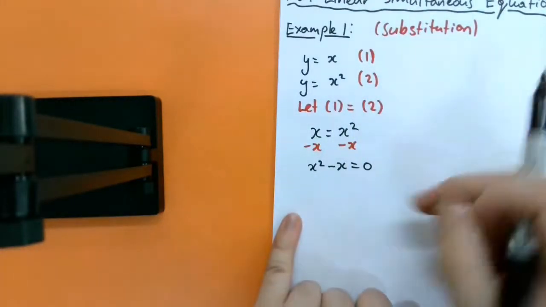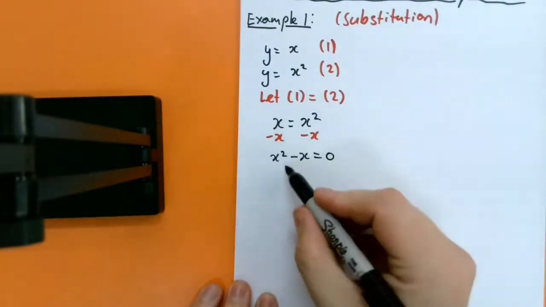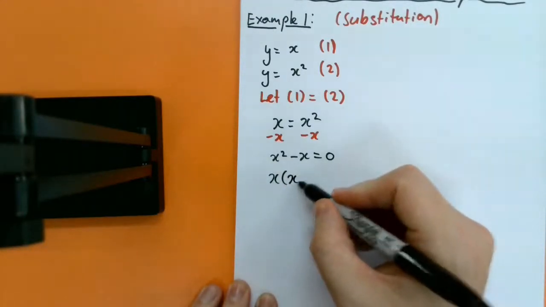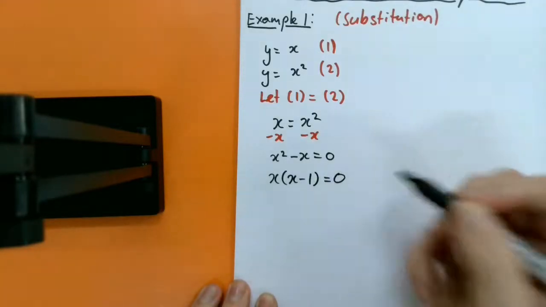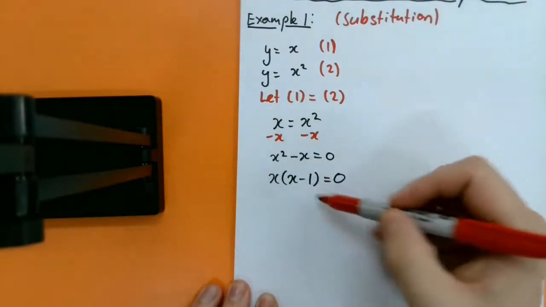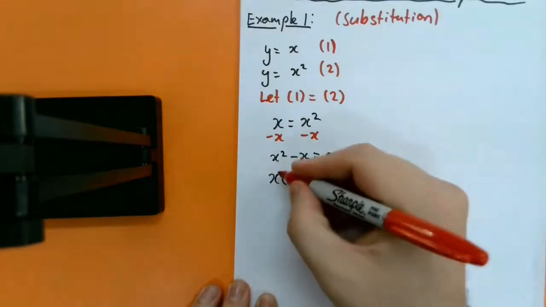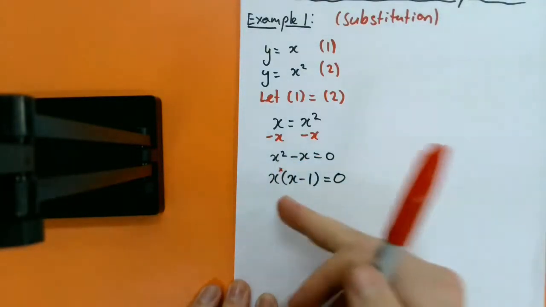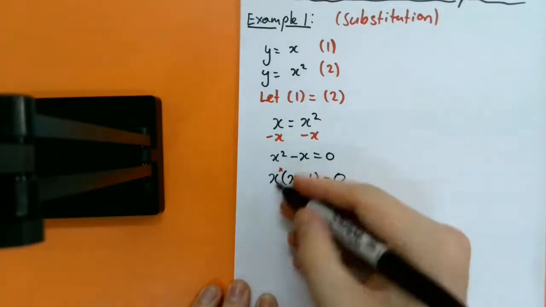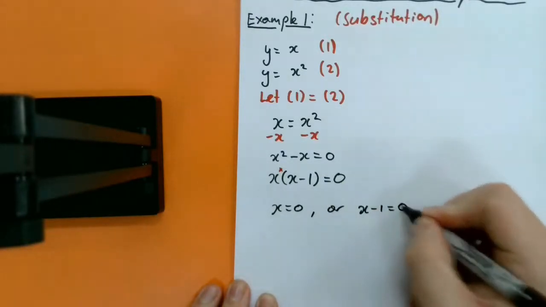Now if we look at this particular equation, you can see we have a common factor of x. So we factorize it, bring out the common factor of x, and we're left with x times x minus 1 is equal to 0. Remember, I've talked about this in class, this is called the Null Factor Law. That means that if we have two numbers multiplied together that equal 0, then either one or the other is equal to 0. So either x is equal to 0 or x minus 1 is equal to 0.